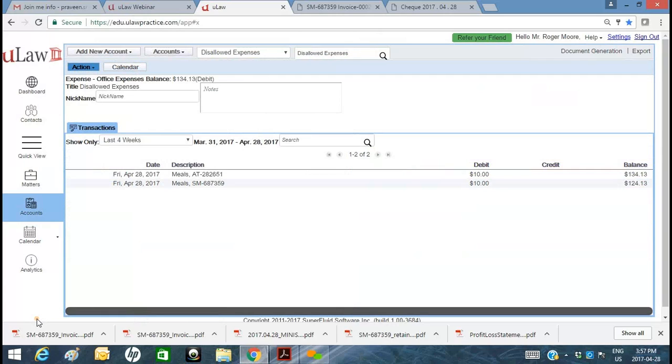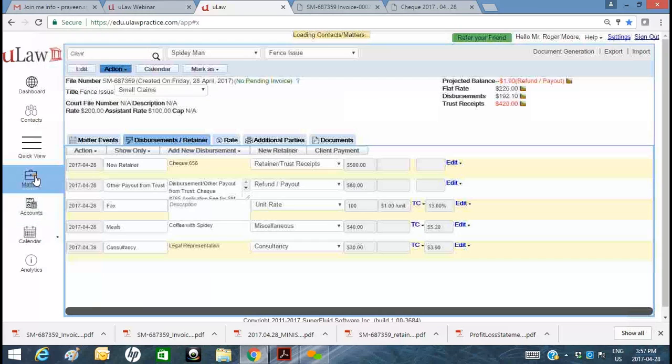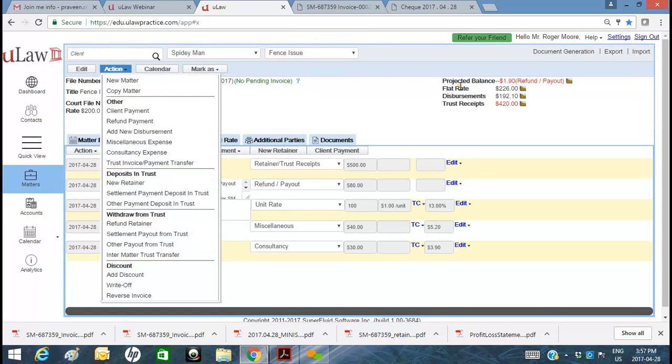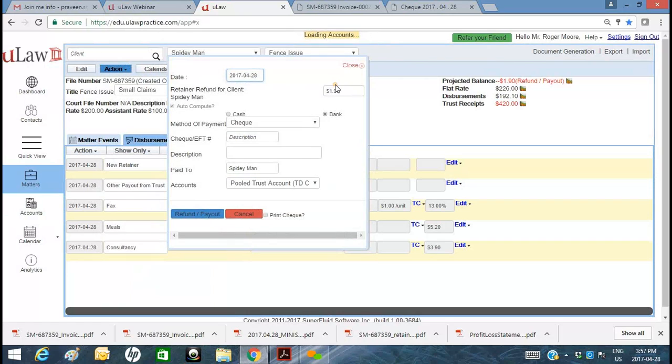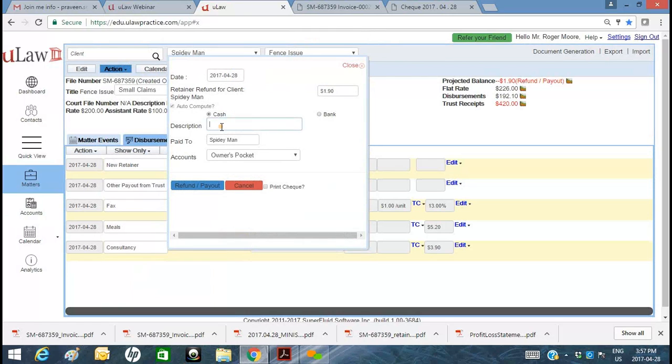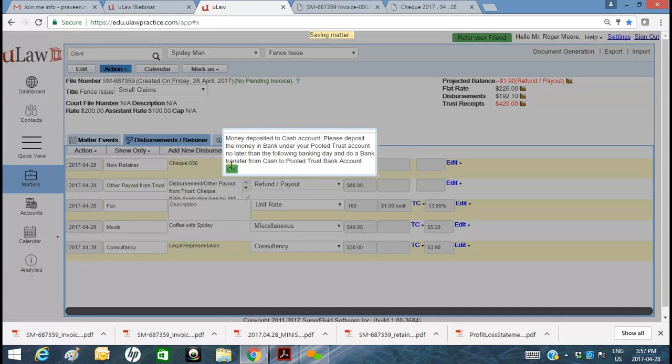All this is fun and dandy. Now let's focus on those reports and documents we looked at, starting with the first question. How do I capture the HST? Now let me just quickly pay out Mr. Spidey this $1.90 because we're not going to be using it. So let's refund that retainer of $1.90, paid in cash, refunded the retainer amount. It's going to Spidey, let's say out of your own pocket, and that's pretty much it.